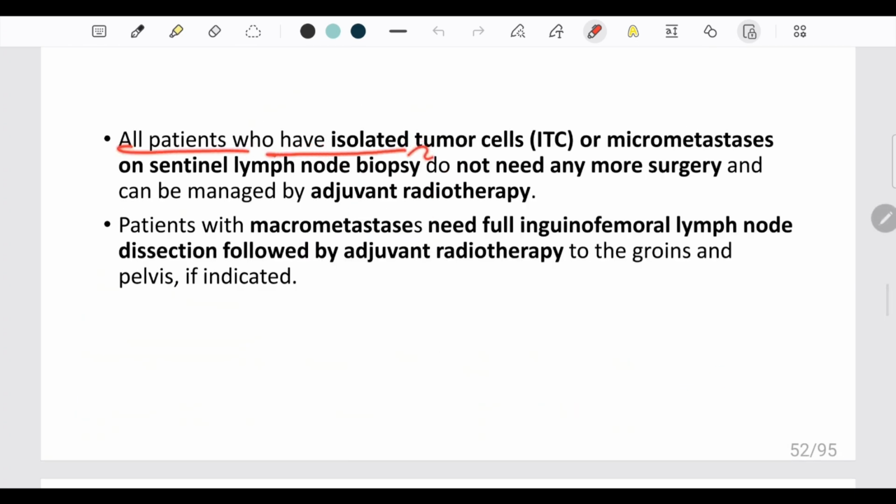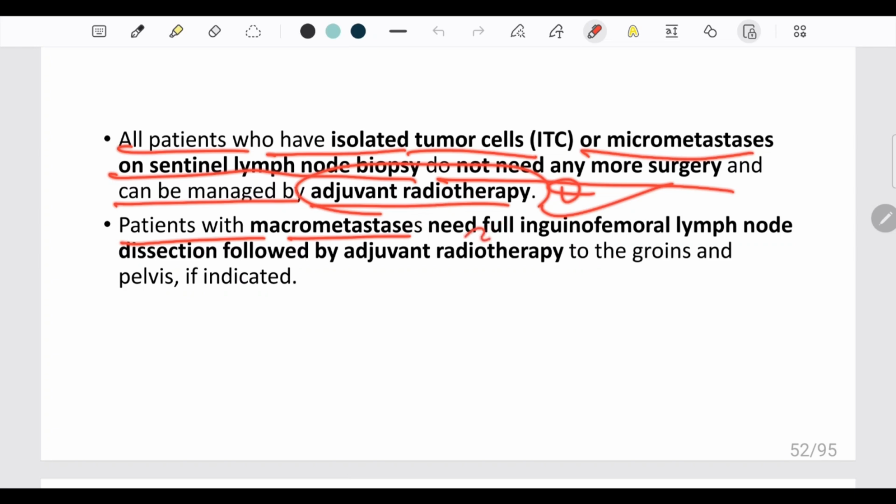All patients who have isolated tumor cells or micrometastasis on sentinel lymph node biopsy do not need any more surgery and can be managed by adjuvant radiotherapy. Patients with macrometastasis need full inguinofemoral lymph node dissection followed by adjuvant radiotherapy to the groins and pelvis if indicated.